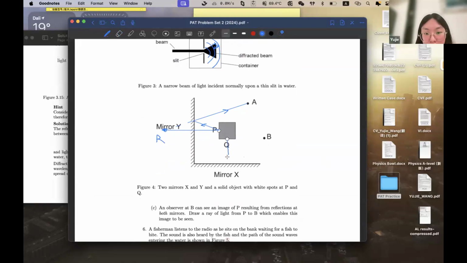So again, we draw a perpendicular line that starts from point Q and goes through mirror X and find the reflected image at this point. And if we can find a straight line that connects point A and this image, then it means the observer A is able to see the image of Q. And clearly we can do that.